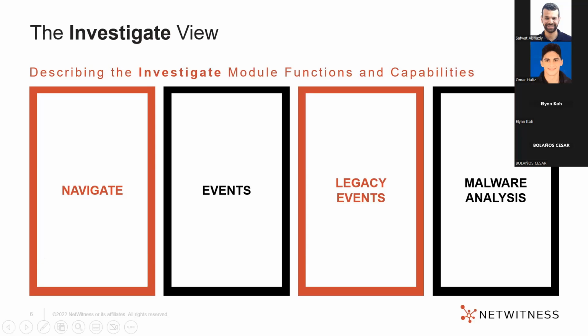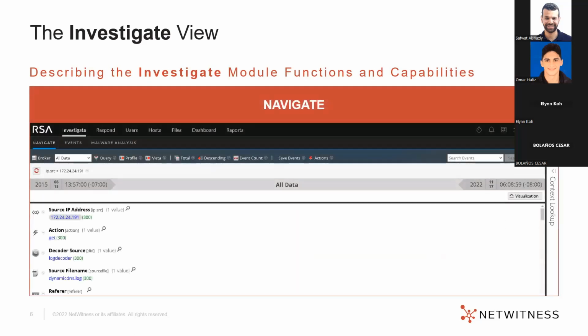So the Investigate view includes the following subviews: the Navigate view, the Events view, the Legacy Events view, and the Malware Analysis. Let's start with the Navigate view. The Navigate view provides a view of meta keys and the number of sessions, and you can specify the criteria of your query from the upper section of this view, as you can see here. You can also filter the results using the filter panel on the top section, such as query, profile, meta, and so on. The breadcrumb of queries appears in the top section of the Navigate view. So you can see here a breadcrumb, ip.source equals some IP address. This is called a breadcrumb.